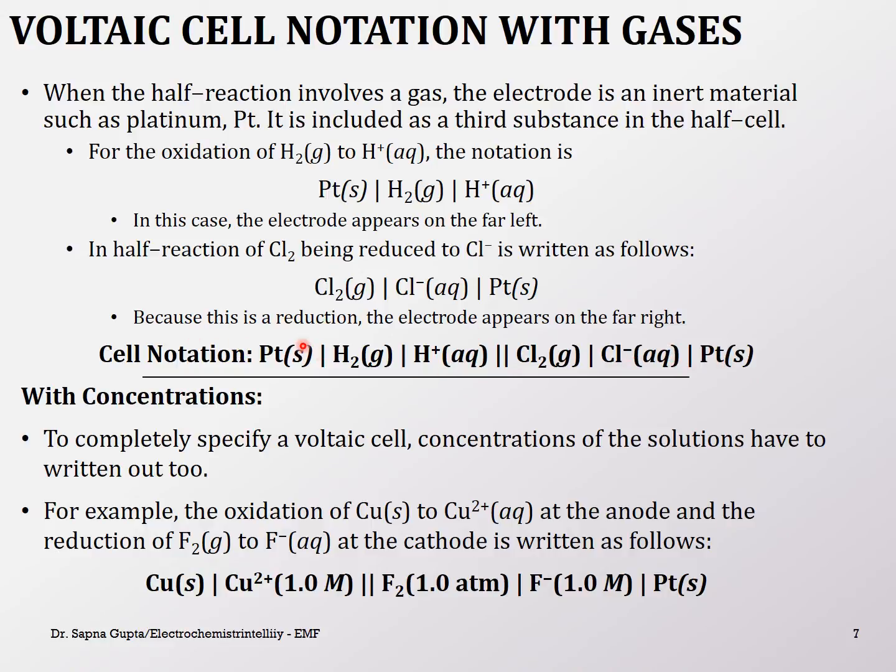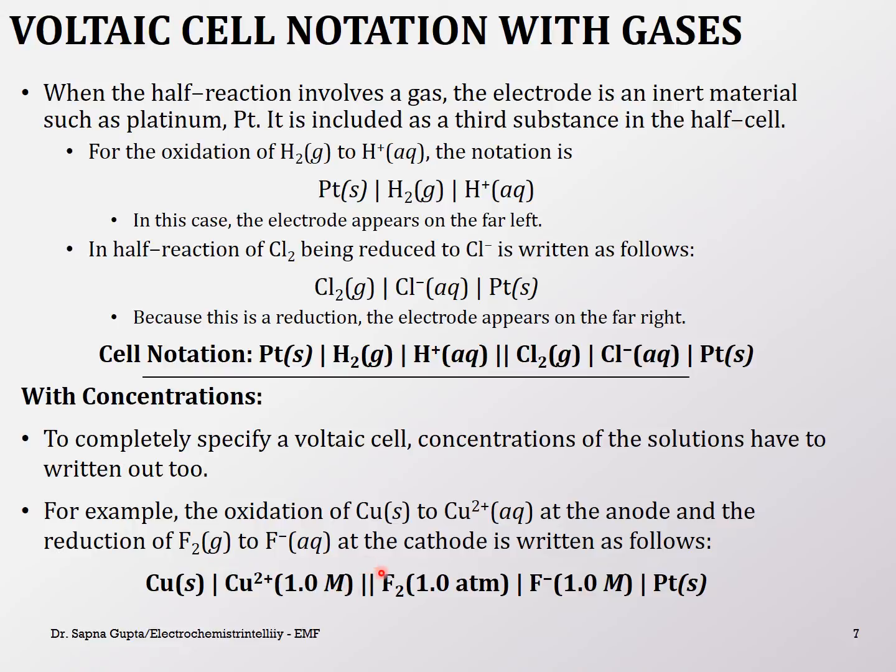So with gases, you have to have an electrode, usually platinum. What if you have concentrations? Okay, and I mentioned in the previous slide that if you have concentrations, you have to mention those as well. So for example, if you're working with a copper solution and a fluorine gas solution, then this is how you would write it out. So here you have the copper solid separated by the line to give you the copper ions, which you started with at 1 molar. Now remember, as the reaction goes on, the concentration is going to change, and that's not the point right now. The point here is that you started with 1 molar.